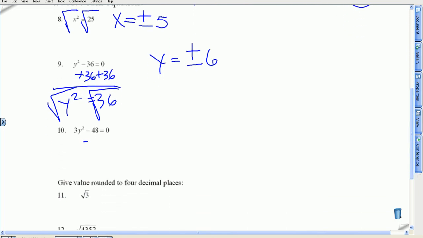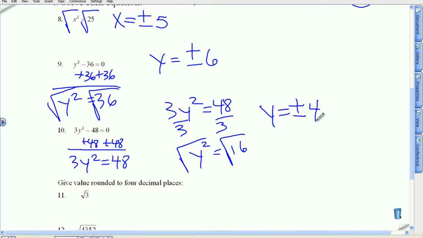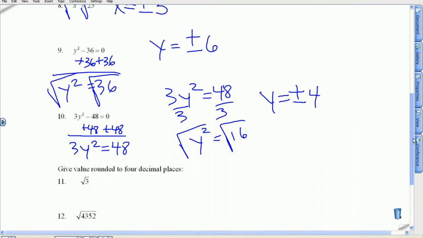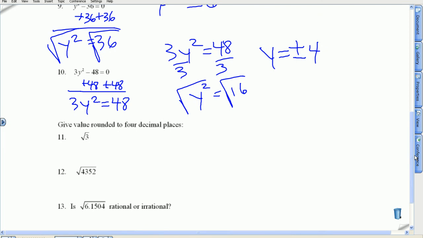Same thing here in number 10. I'm going to add 48 to both sides. I get 3y squared is equal to 48. I'm going to divide by 3. Let's see. 3 goes into 4 one time, remainder 1. 3 goes into 18 6 times. I get y squared equals 16. Take the square root. Y is equal to plus or minus 4. If the directions don't ask for that principal square root, you're going to have to give negative 4 as an answer as well.